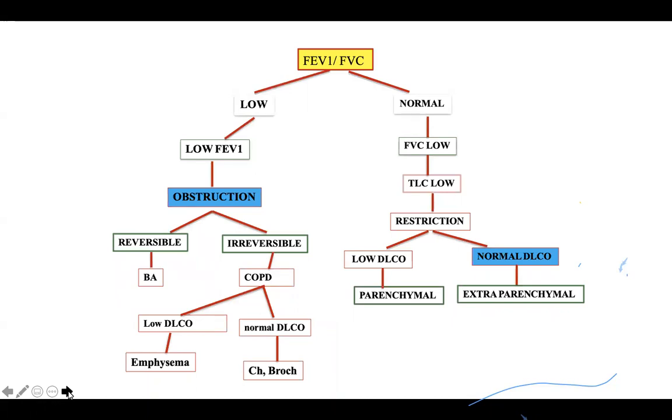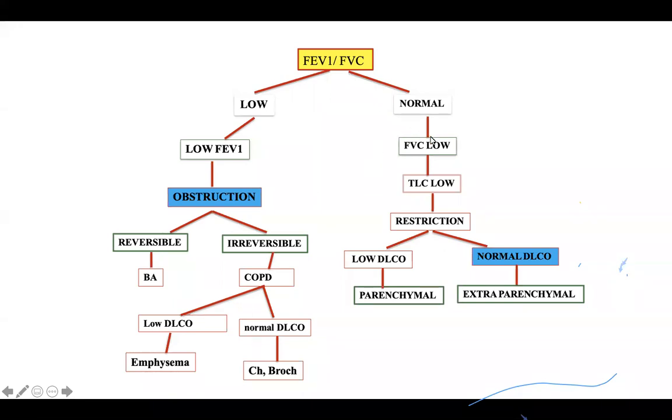Pulmonary function test. When FEV1 by FVC is low, it can be low or normal. If it is low, it indicates obstruction. We should know whether it is reversible or irreversible. If it is reversible, it is mainly bronchial asthma. If it is irreversible, it could be COPD. COPD, depending on low diffusion capacity, could be emphysema. If the diffusion capacity is normal, then it could be bronchiectasis.